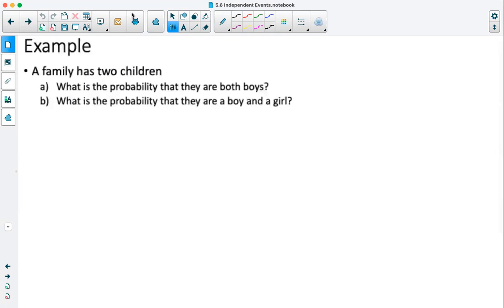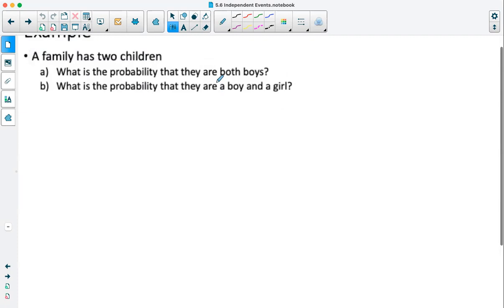Now, for example, a family has two children. What is the probability that they're both boys? And what's the probability that they're a boy and a girl?